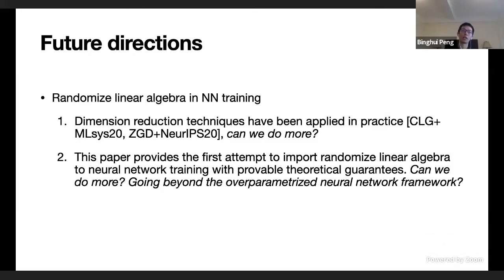So first, the dimension reduction technique has been extensively studied in the TCS community, but it has only recently been used in practical neural network training, just in the last 2 or 3 years. And the question here is, can we do more on this? And the second question is, this paper provides the first attempt to import randomized linear algebra to neural network training with provable theoretical guarantees. And the question is, can we do more? And maybe one challenging question is, can we go beyond the overparametrized neural network framework and use randomized linear algebra to provide some fast training algorithms for practical neural nets?